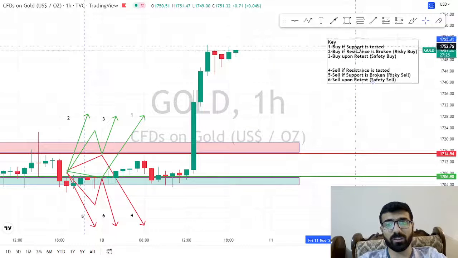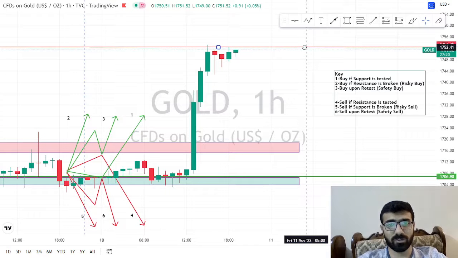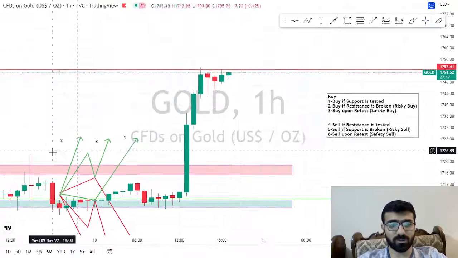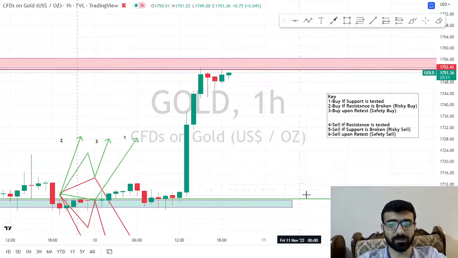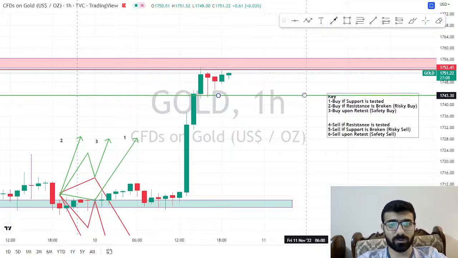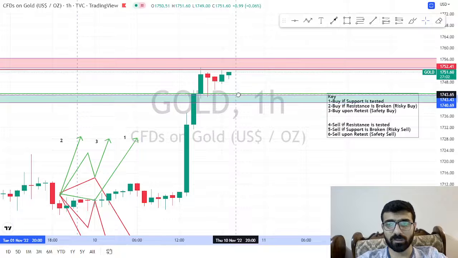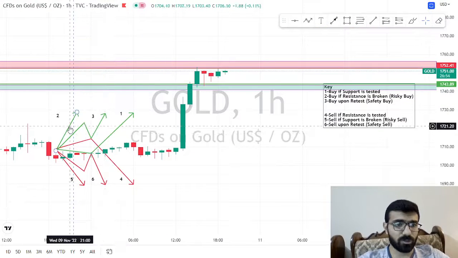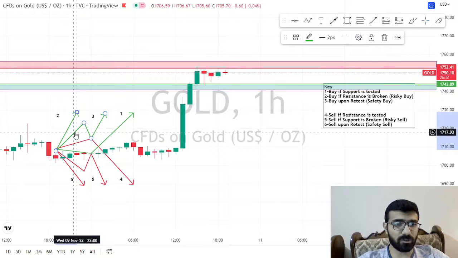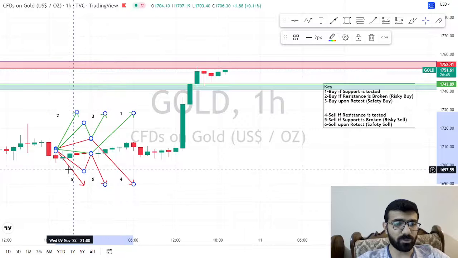So now let me mark the fresh areas of support and resistance. So this will be the area of short-term resistance for tomorrow, and the short-term support will be approximately over here, and this will be the area of short-term support. Okay, so now let me move all these scenarios forward so you guys can easily do trading tomorrow as well.